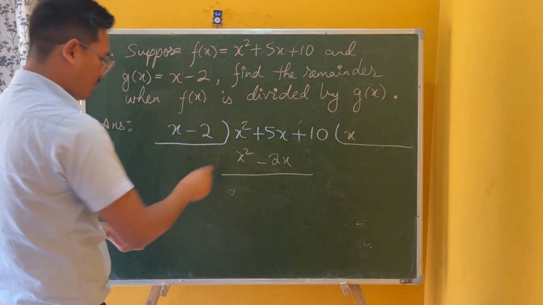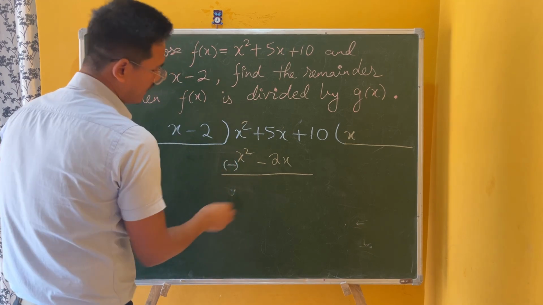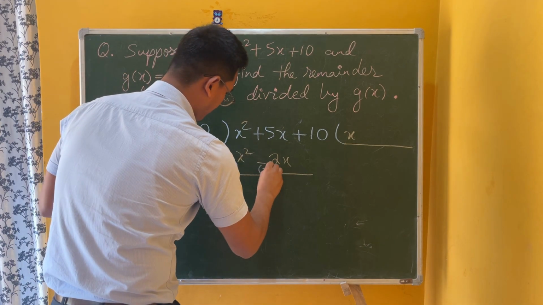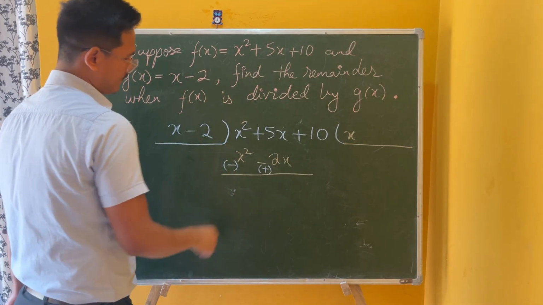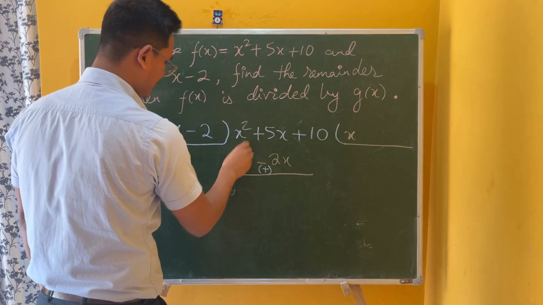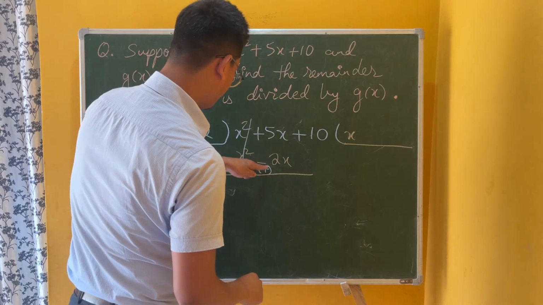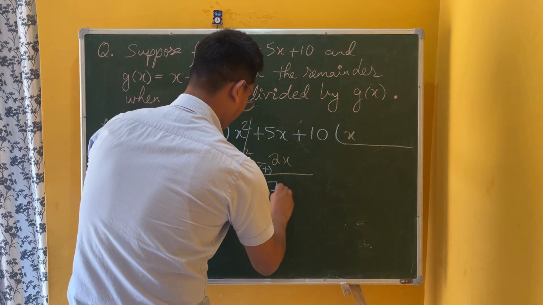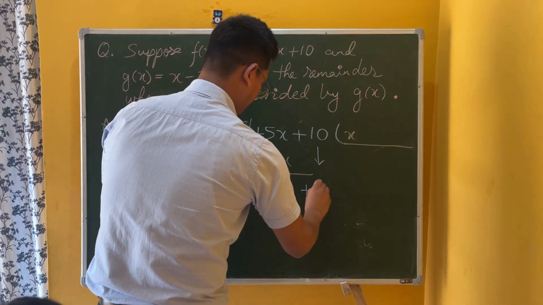Next, we change the signs. This is positive, now it will be negative. This is negative 2x, it's going to be positive 2x. After this, we add the terms. So if you add these two, plus x square minus x square is going to get cancelled. Your answer is 0. If you add these two, you're going to get 7x. And this plus 10 will come down.